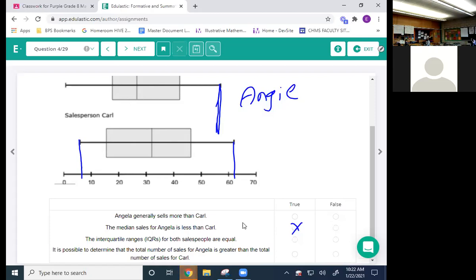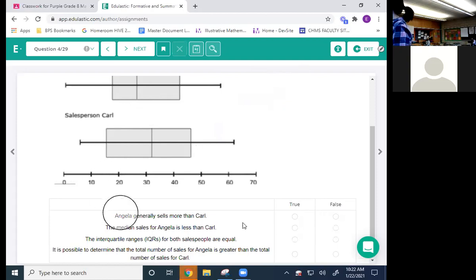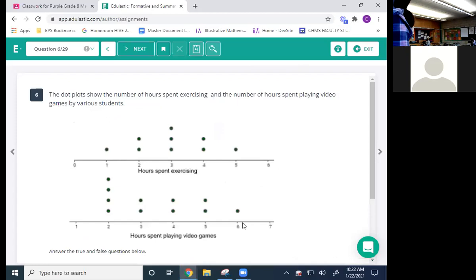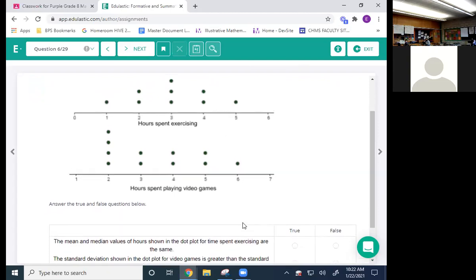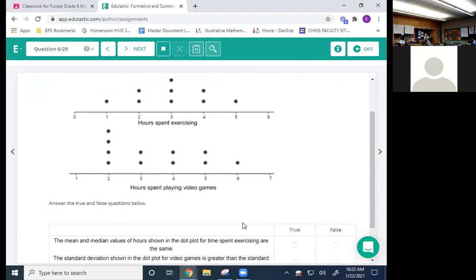We're going to skip over 5, and we're going to look at 6. 6 is going to be similar, except we're going to be looking at histograms, I believe. 6, not histograms, dot plots. So we have these 2 dot plots. We're going to look at the statements that we said about these 2 dot plots now. Number 1 says, the mean and median values of hours shown in the dot plots for time spent exercising are the same. So are the mean and the median values for the time they spent exercising the same?